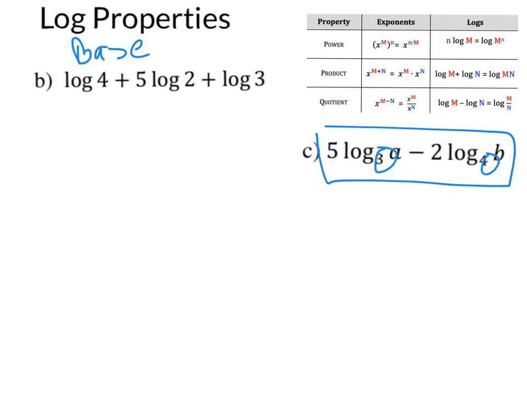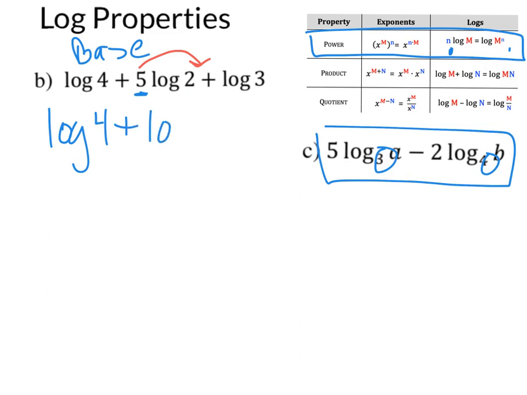So let's look at some properties we're going to use. First of all, we see this 5 here. Whenever you see a 5 in front, you've got to think, oh, there's my power property. So that little 5 right there can shoot up and become an exponent. And just like in the order of operations, let's do our exponents first. That makes it nice and easy. You can write it a couple times if you want, or just write it all at once. But for us today, I'll write it a couple times for you. So it's going to be log 4 plus log 2 to the 5th plus log 3.